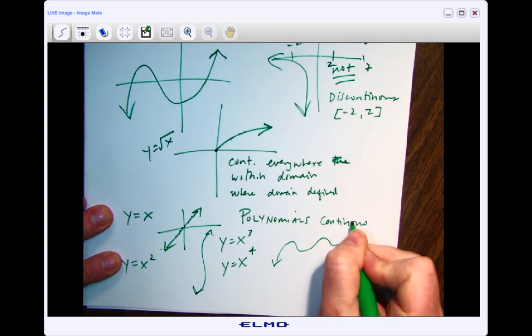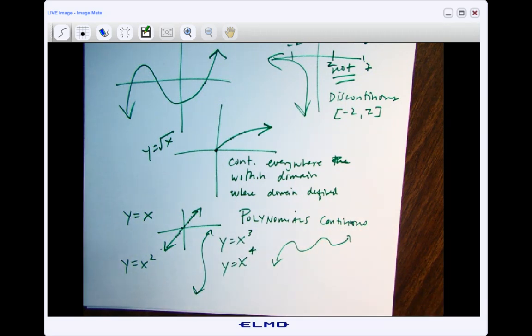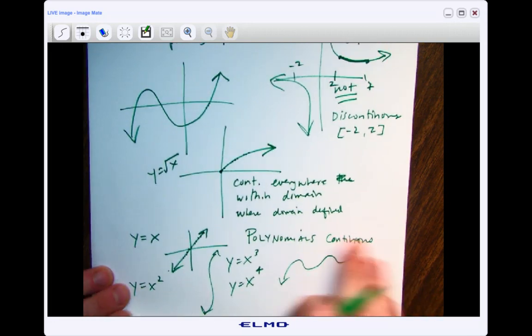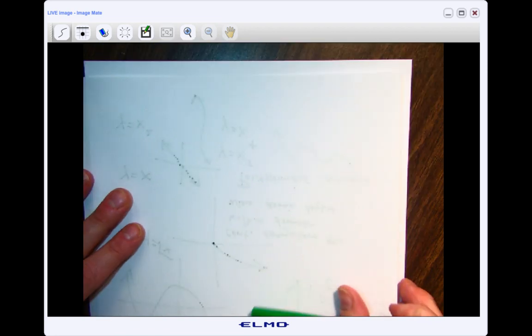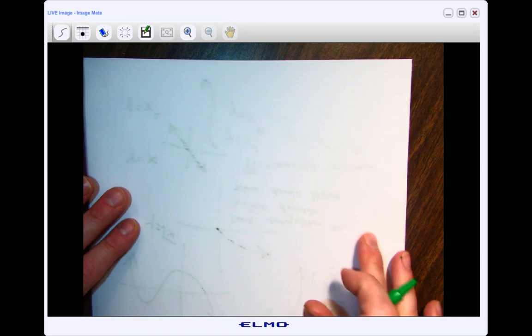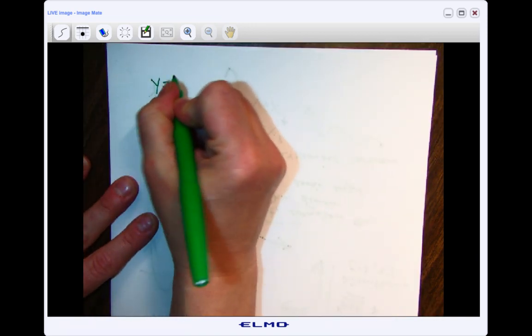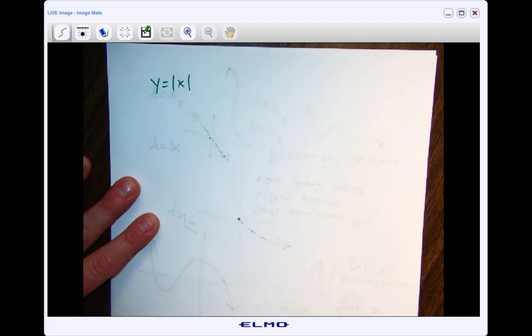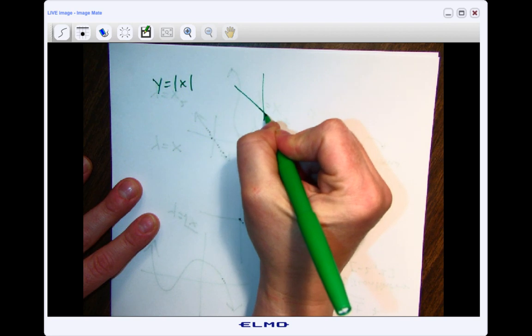I don't know why I can't spell continuous. Polynomials are always continuous. So if you're in the polynomial family, you're always continuous. So that's an easy one, right? Let's just take a look at a couple of other functions so that we learn a lot about them. So something like an absolute value function. Would that be a continuous or a discontinuous function?